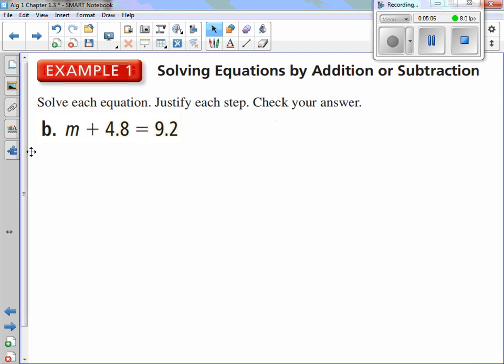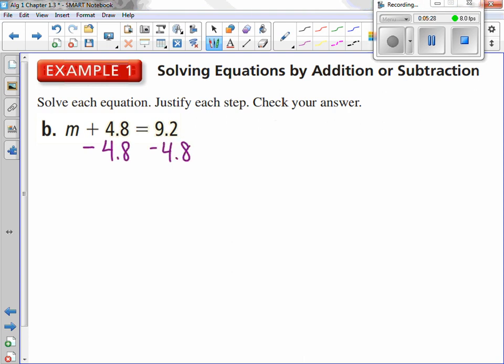Okay, so we're doing the same thing again. We're trying to solve for the variable. We're trying to get the letter by itself, this variable m by itself. And to do that, we're going to move this 4.8. We're going to get rid of it. And the way we can get rid of a positive 4.8 is by subtracting 4.8 from both sides using our subtraction property of equality.